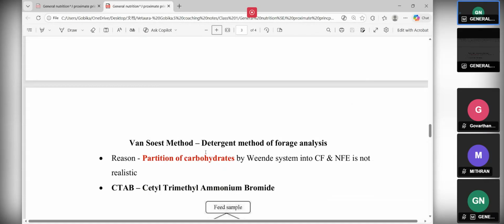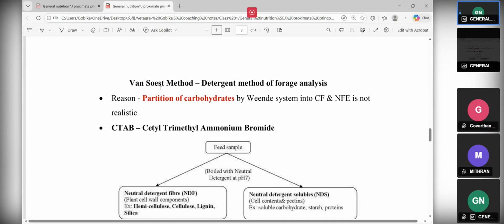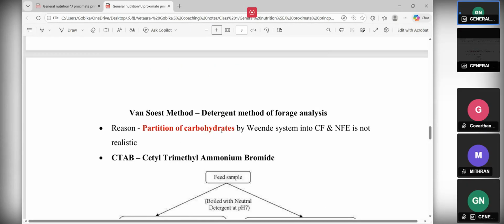Then followed by the Van Soest method. Actually, this is not mentioned in our syllabus, but generally it is covered under proximate principles. Van Soest is the scientist who discovered this method, a detergent method of forage analysis. Since they use neutral and acid detergents for estimation of fiber components, the system is called a detergent method of forage analysis. In the proximate principle, we mentioned the Weende system of analysis. That Weende name comes from the location where it was discovered. Here, Van Soest is the scientist who discovered this detergent method of forage analysis.